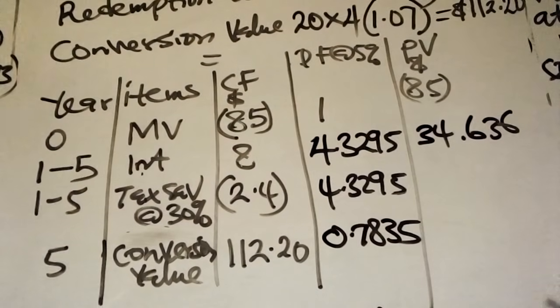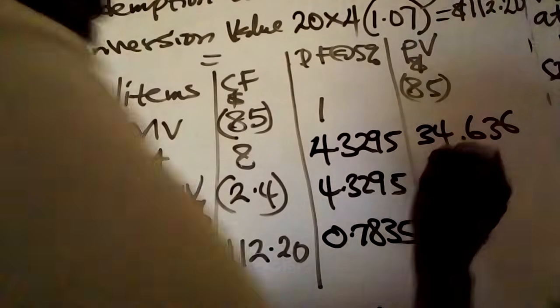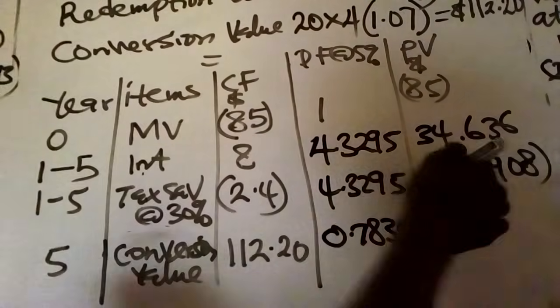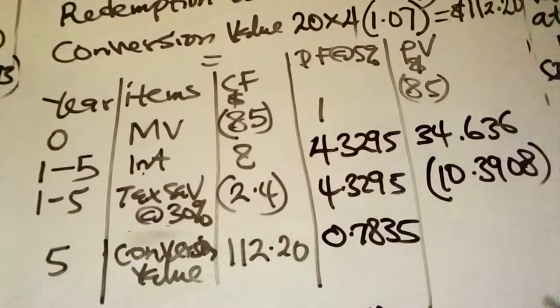Then we also have 2.4 times 4.3295, and that will give us negative 10.3908. I put this in braces because this is negative.